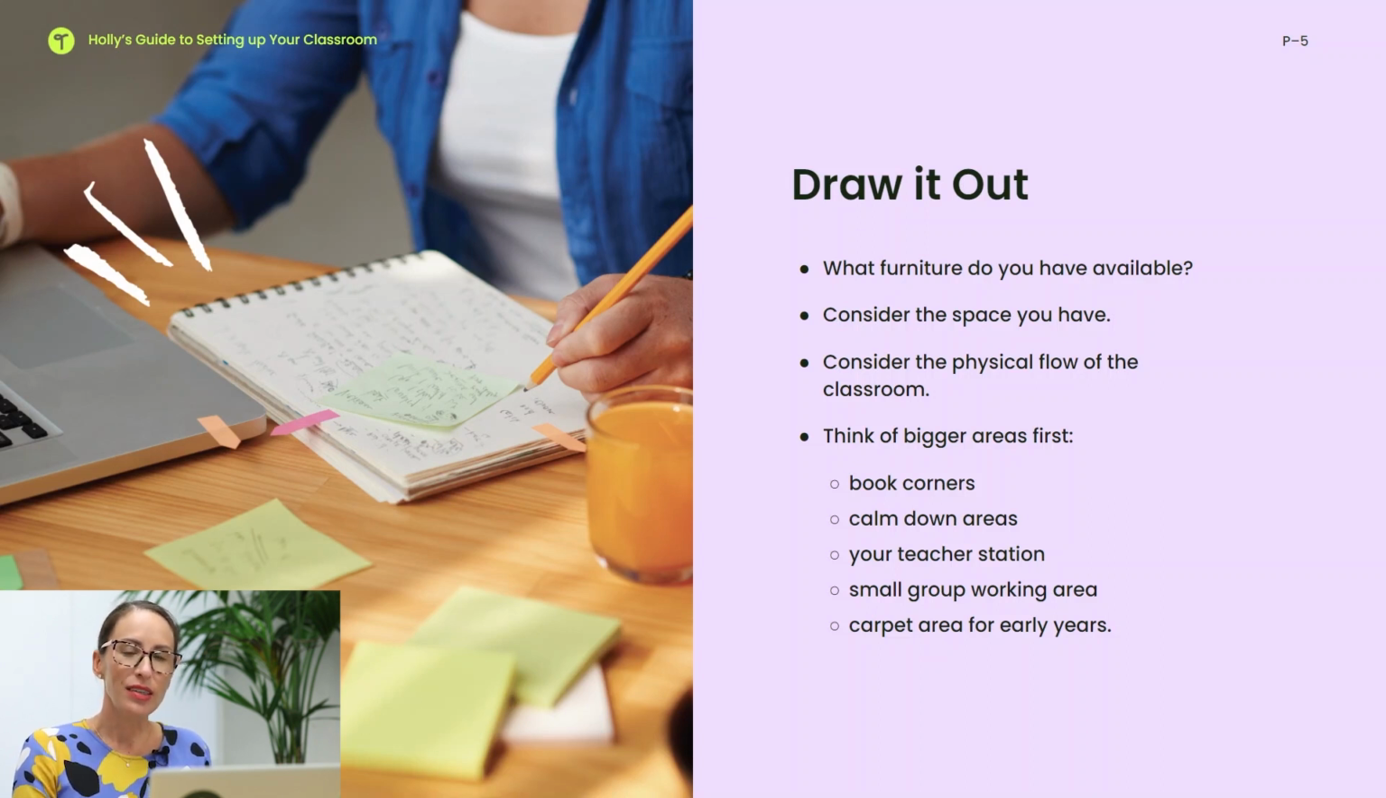So yeah, it's just considering the space, the furniture you've got available to you, and really mapping out your plan of attack for how the classroom is going to be set up. It might look slightly different by the end of it, but at least you've got an idea of where you want things to go. Definitely makes it easier, and you won't then spend 3 hours moving desks around in all sorts of different configurations and then not really getting that far with your classroom set up.